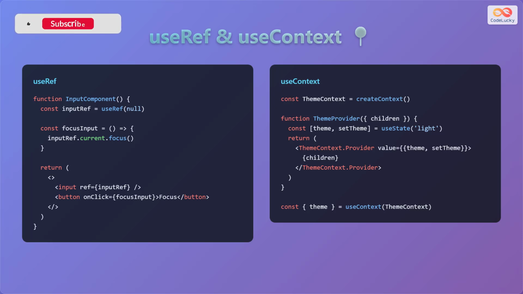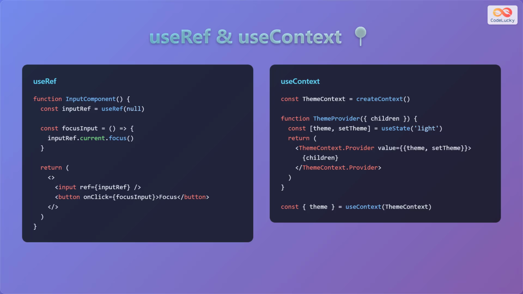Let's discuss useRef and useContext, 2 more essential React hooks. useRef is used to create a mutable reference that persists across renders. One common use case is to access DOM elements directly. For instance, we can create an input ref using useRef(null), then attach it to an input element using the ref prop. This allows us to programmatically focus the input element using inputRef.current.focus(). useRef can also be used to store any mutable value that doesn't cause a re-render when changed.